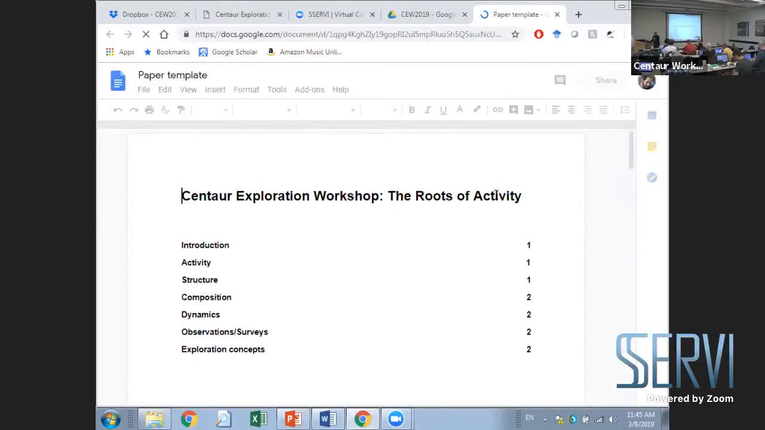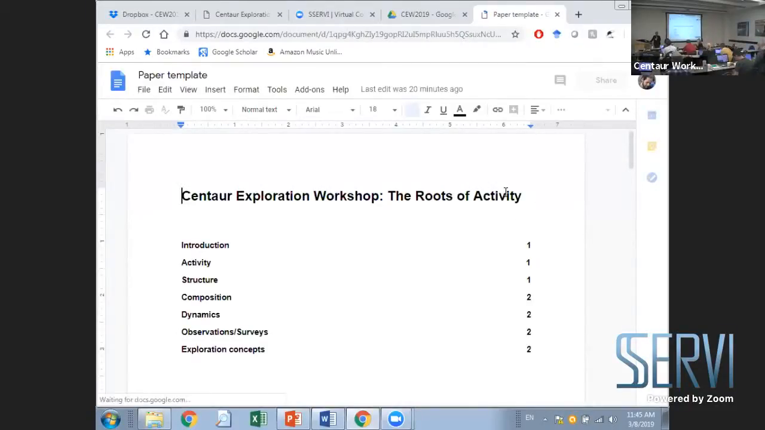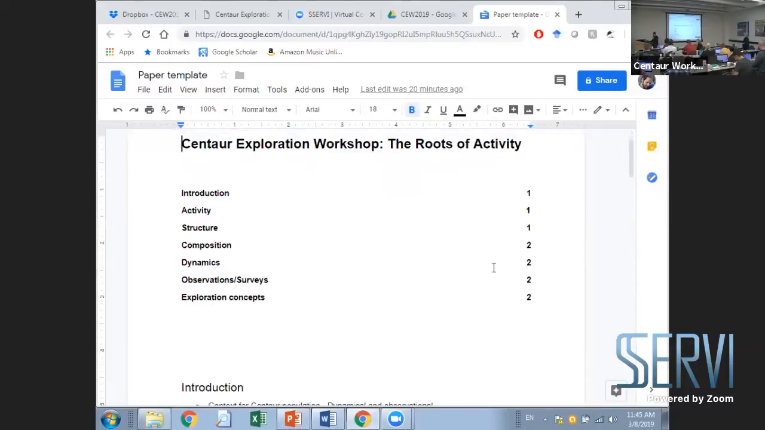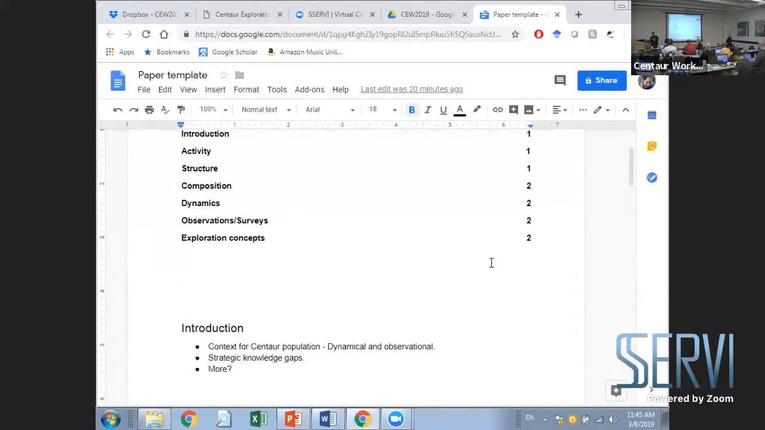Okay, this is the glorious, my 90-second effort at what a paper template looks like. But this is a judgment-free zone, as scientific gatherings usually are.